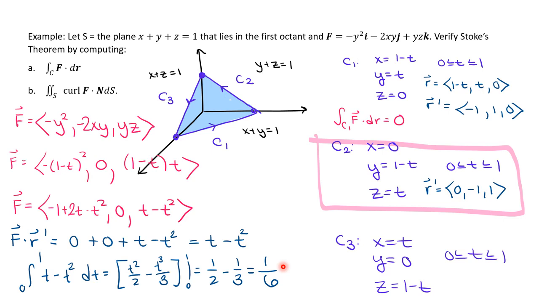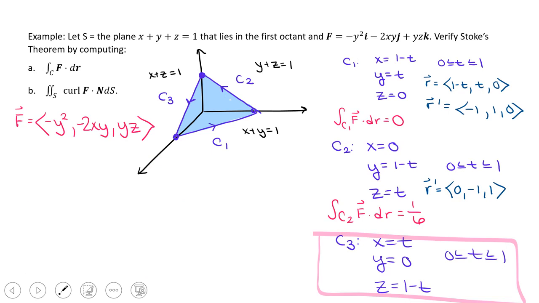All right, one more path to do. Third path. I just jotted down here so I don't forget: we got 0 for path 1, 1/6 for path 2. Now we're going to do path 3. So same process, different parametric equations. I'm going to rewrite my vector field using my parametric equations for C3.